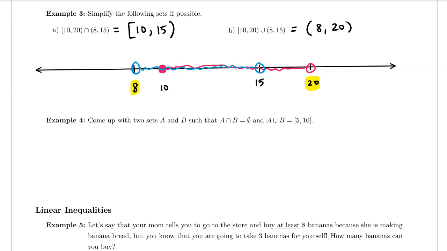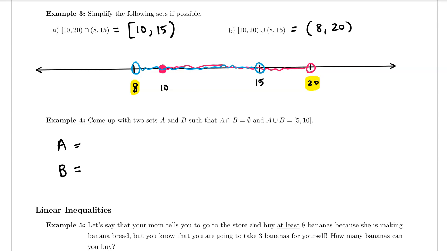Okay. Example 4 says, come up with two sets A and B such that A intersect B is equal to the empty set and A union B is equal to the interval from 5 to 10. So we want to come up with two sets A and B where they have no numbers in common, because their intersection is the empty set.